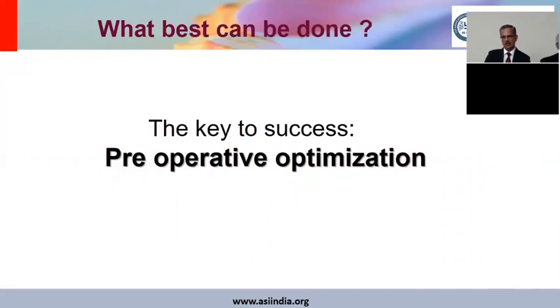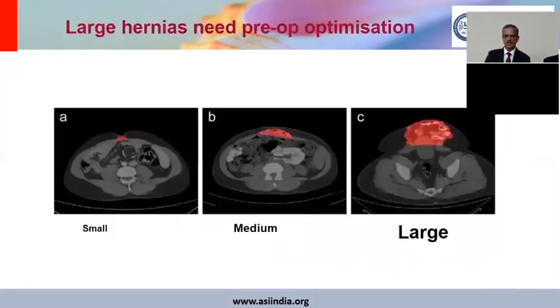So friends, what can be done as the best approach in these patients? The most important key to success is the pre-operative optimization of these patients. Don't be in a hurry, prepare them well in advance, and then when they are well prepared, we should take them for an effective elective surgery. If you see this CT scan, the small and medium hernias may not require much optimization. But when you have a large or a giant hernia, they definitely require pre-operative optimization in all the possible ways.